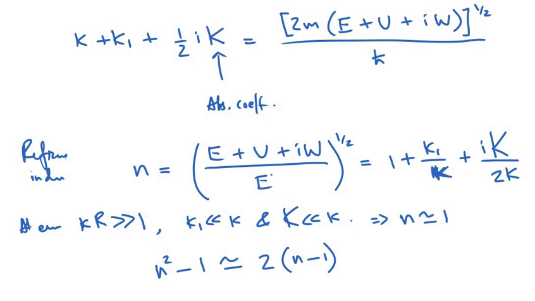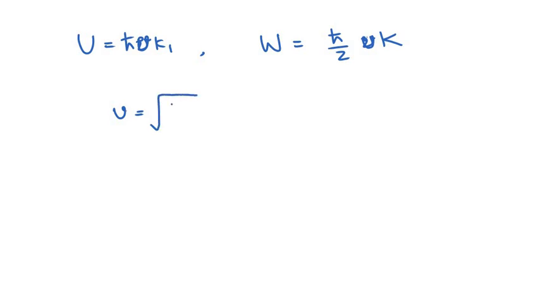Now, if we consider this relation and also this relation, and then we equate the real and imaginary components, then we have U is equal to h cross v small k1, and W is equal to h cross v by 2 times capital K, where the velocity v, sorry, this is actually not nu, this is velocity, not nu. And this velocity v is basically your old classical expression, square root of 2E by m, the velocity of the incident nucleon.